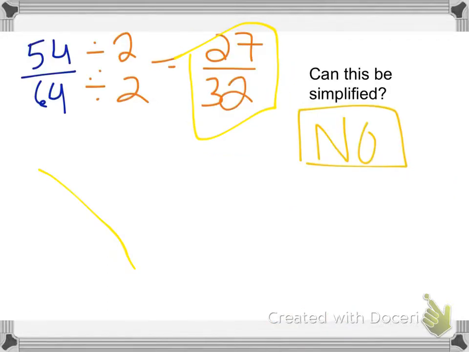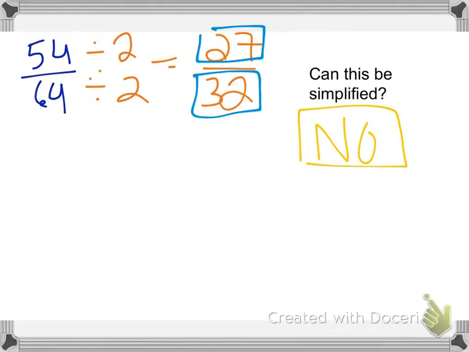So therefore, 54 over 64 is still not in simplest form. So 54 divided by 2 is 27, which is what we have right there, and 64 divided by 2 is 32. Can that be simplified? No, it cannot be simplified.